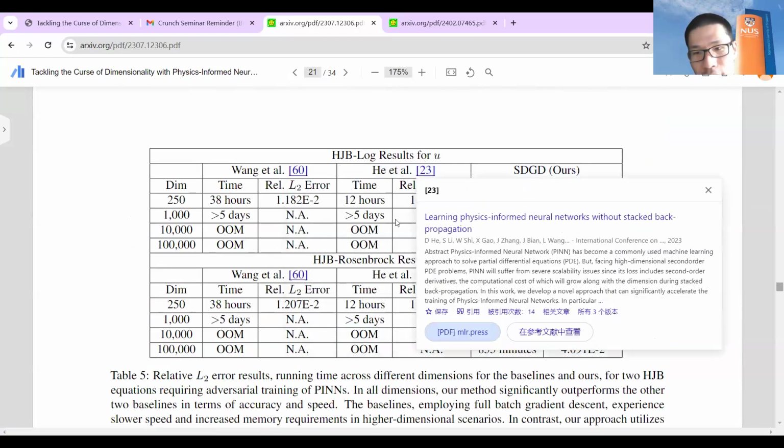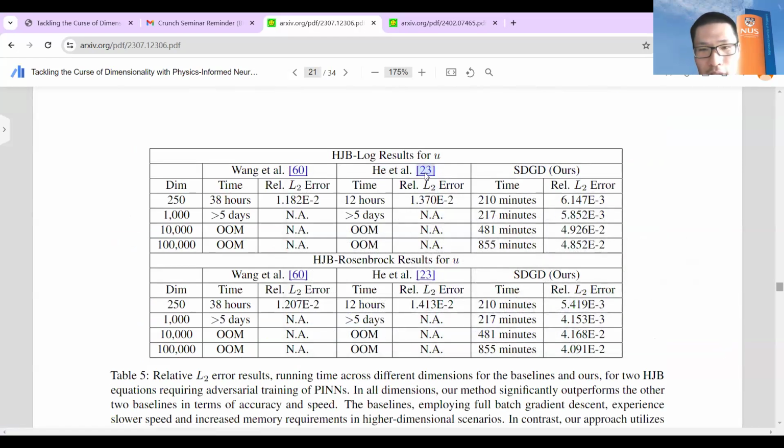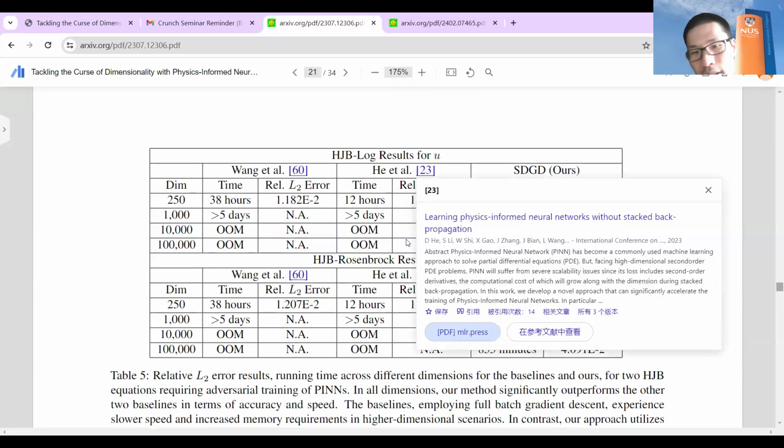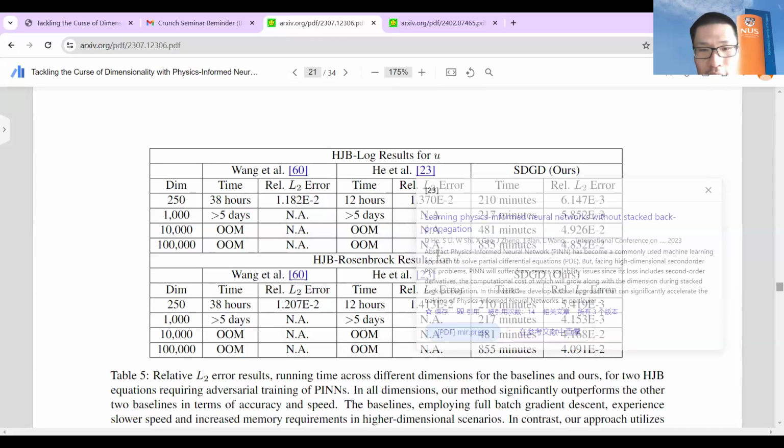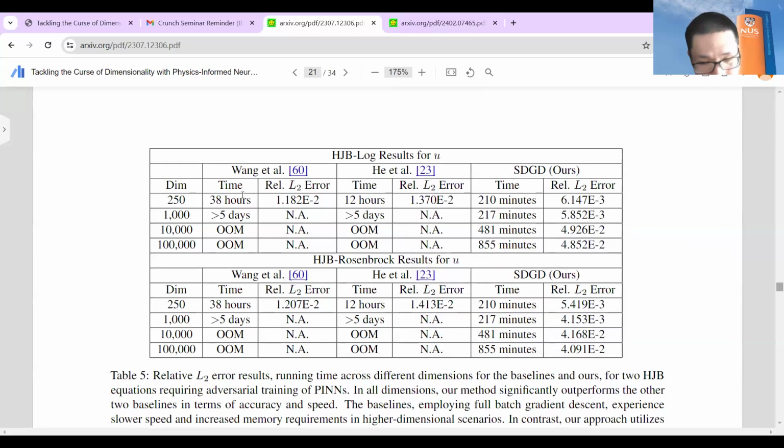Another baseline is He. He proposed another kind of method for high dimensional PINN acceleration, but it is more restricted. We adopt their setting to compare with them fairly and use PyTorch implementation. These results are directly taken from their paper, and the times are also taken from their paper.